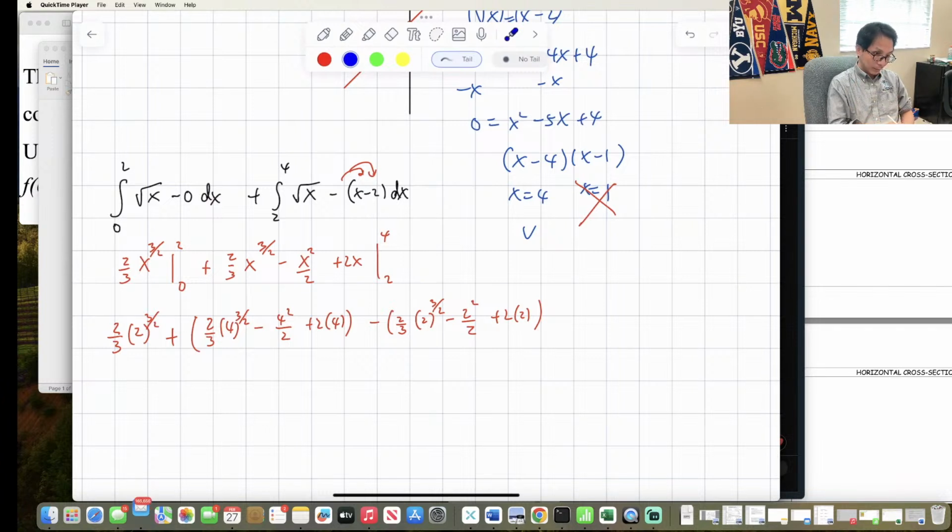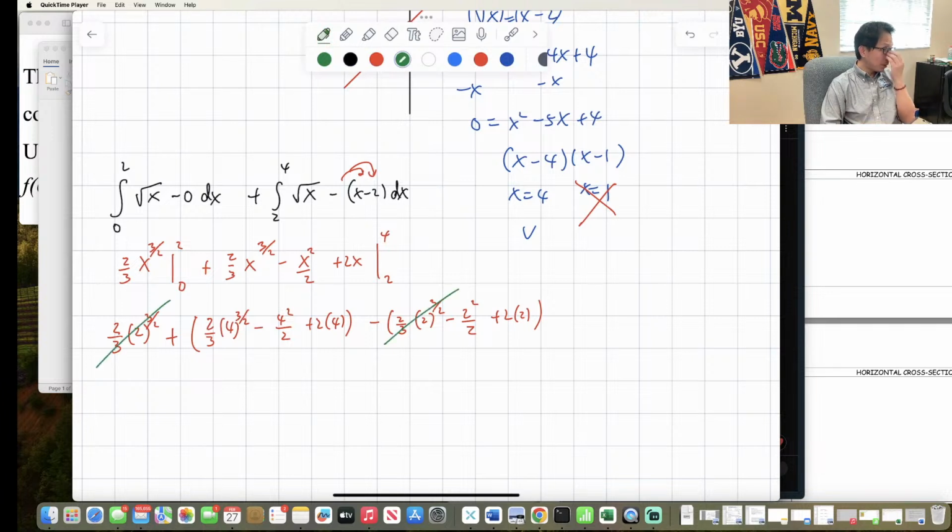Well, the 2/3, 2 to the 3 over 2 cancels out because there's the negative. Hopefully you see that. That's actually one of the most important things because you don't know what 2 to the 3 over 2 is. So good job. So that is simplified. Does that make sense for everybody?